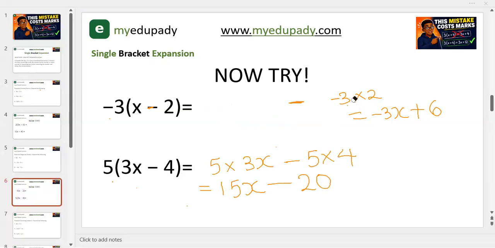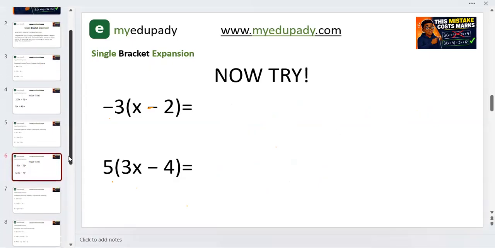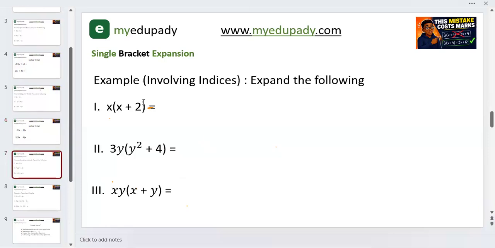All right. So we want to move to a different section of this topic. This section has to deal with expanding brackets involving a little bit of indices, so we are going to be applying our knowledge of indices here. Let's take, for instance, expand x into x plus 2.